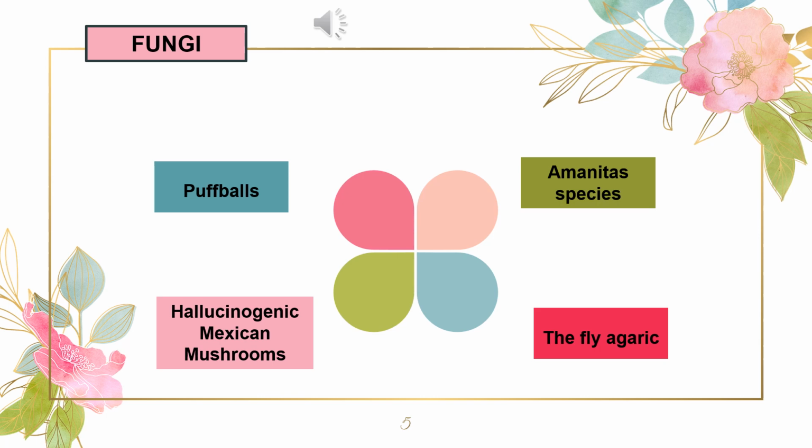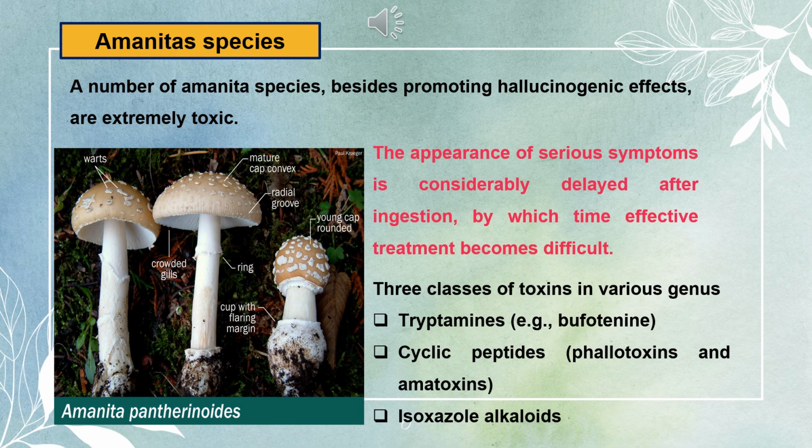As I said earlier, some fungi also produce hallucinogenic effects. Some of them are Amanita species, the fly agaric, hallucinogenic Mexican mushrooms, and puffballs. A number of Amanita species, besides promoting hallucinogenic effects, are also extremely toxic. The appearance of serious symptoms is considerably delayed after ingestion, by which time effective treatment becomes difficult.